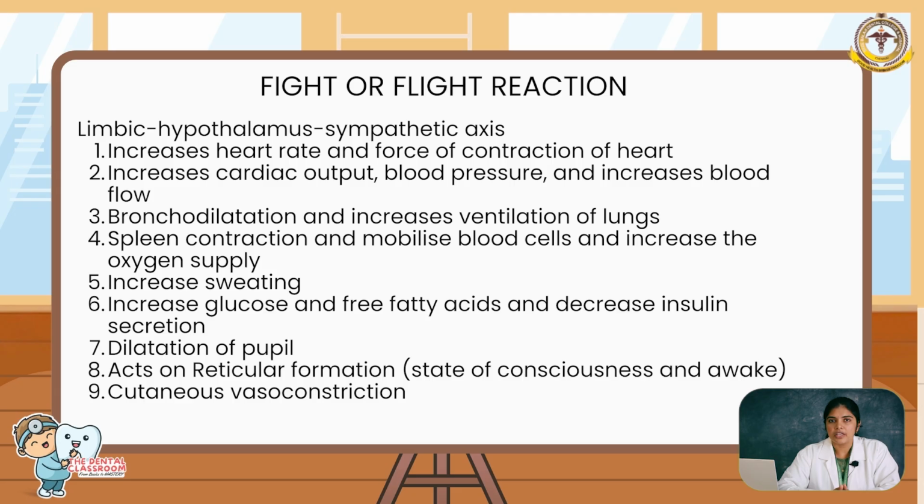from the spleen so that more oxygen is received by the tissues, it increases sweating to dissipate heat from our body, it increases glucose and free fatty acids, and insulin secretion is decreased. It dilates our pupil, it acts on the reticular activating system and makes us aware and conscious in that situation. It also causes cutaneous vasoconstriction. So these are the reactions or changes taking place in our body in the fight or flight reaction, which is mediated by the sympathetic nervous system.